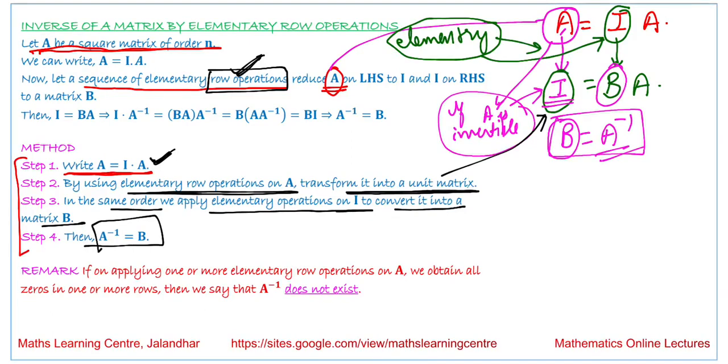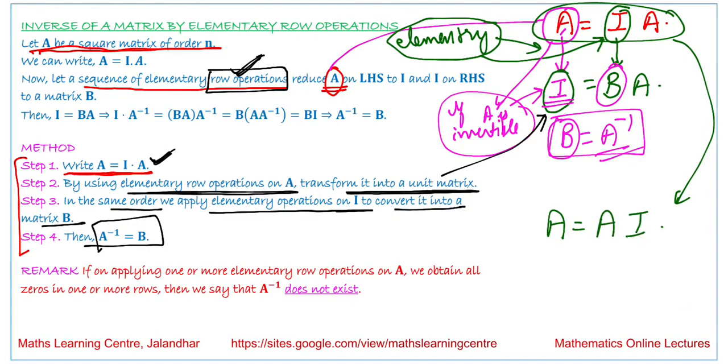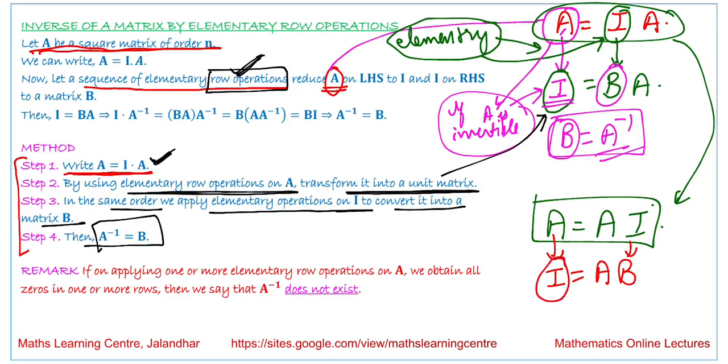Now if you want to apply the column operations, then in place of writing A is equal to I into A, you will write A is equal to A into I, and we will apply column operations. We will reduce this A to I, and we will obtain A into some B. This will reduce to I only if A is invertible.